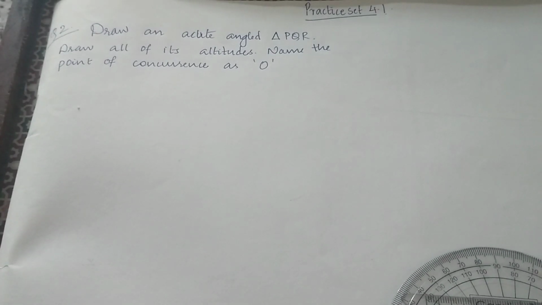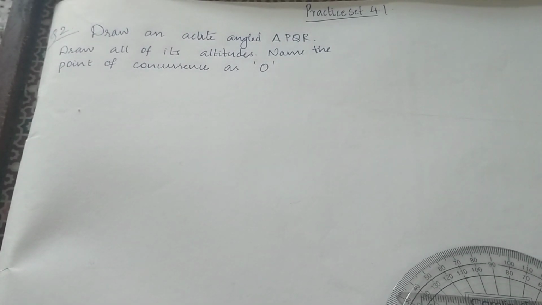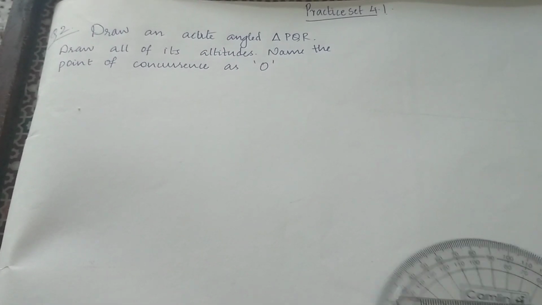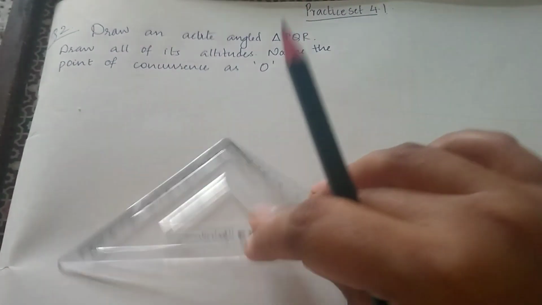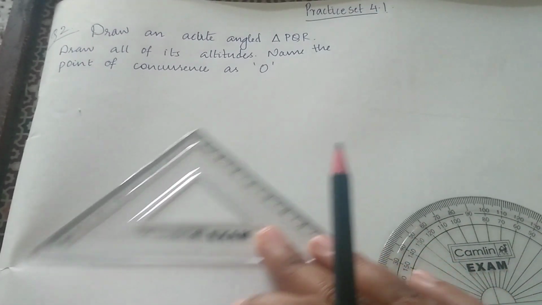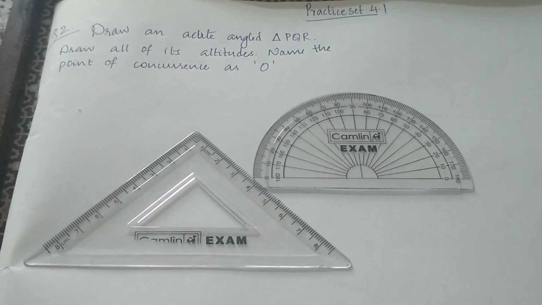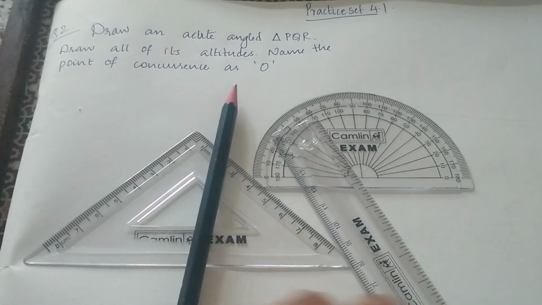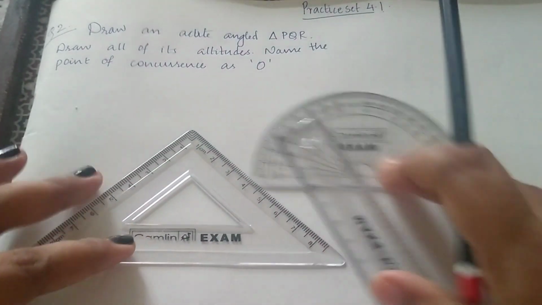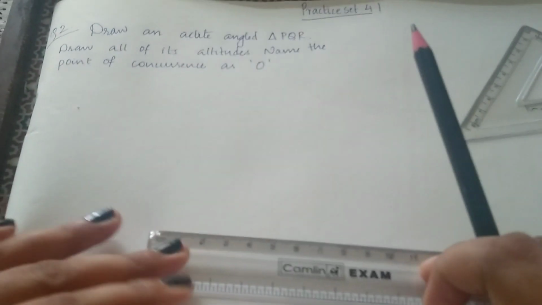So let's see how to draw an altitude for the acute angle triangle. That is very easy. What is required is a set square, a protractor, a scale and a pencil. Clear? So let's begin. First, as I told you, always first draw a segment.